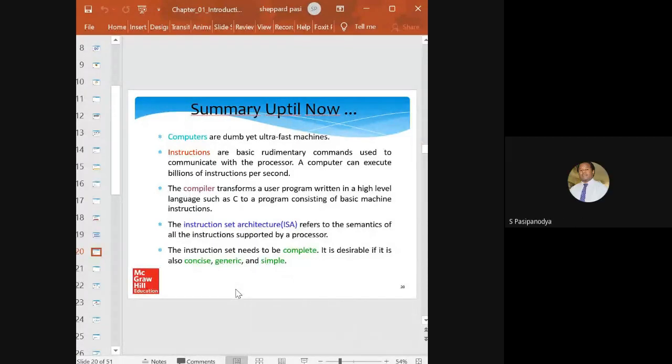So our programming languages, that is Visual Basic and C programming and C++, transform our language into machine language. Yes.